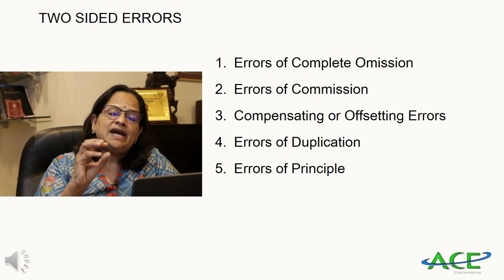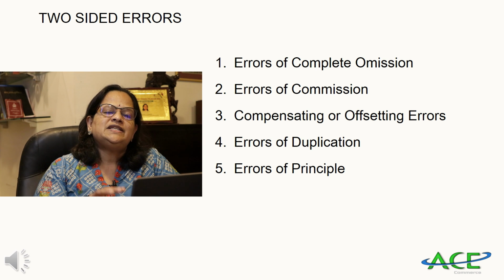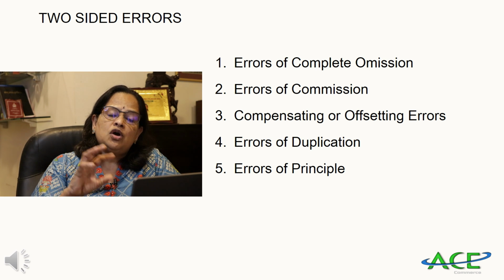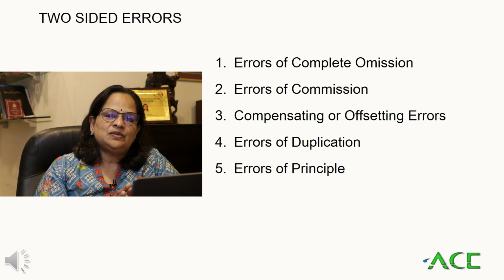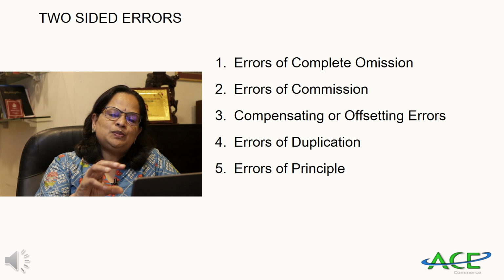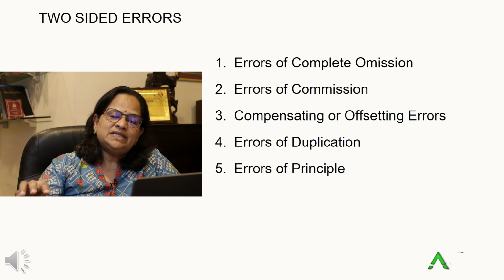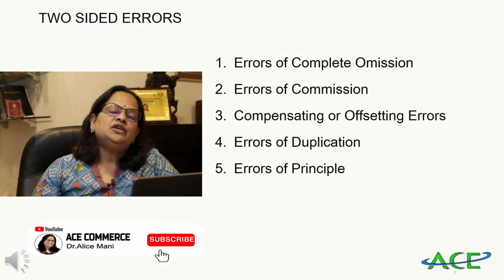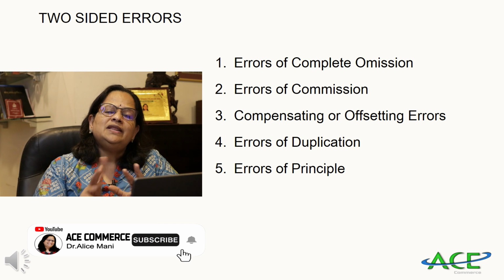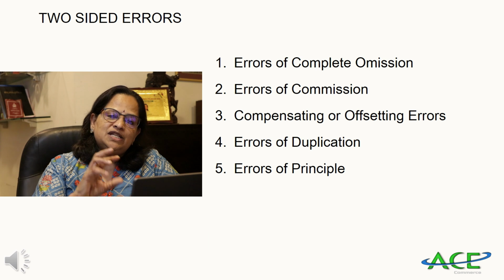For example, cash sales for 1000. You entered it as cash sales for 100. It's an error of commission. Next is compensating or offsetting errors. Last module I have explained all these errors. A's account has to be debited with 100, but you are crediting 100, whereas B's account has to be credited with 100, and you are debiting with 100. Meaning this error is compensated. That is why offsetting or compensating errors.